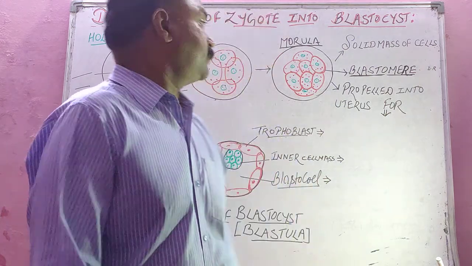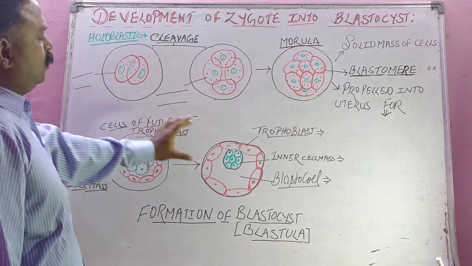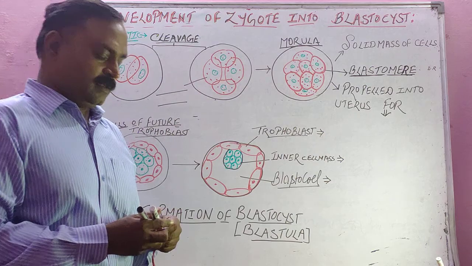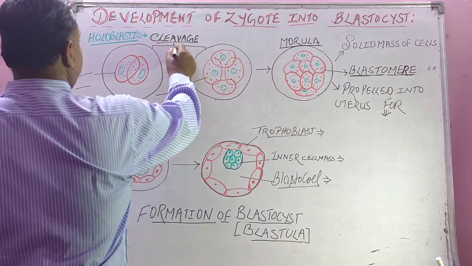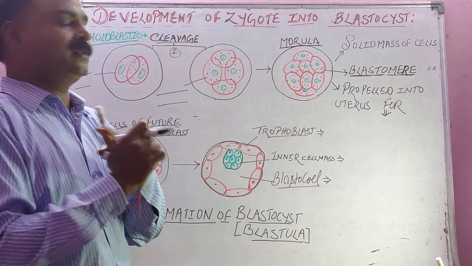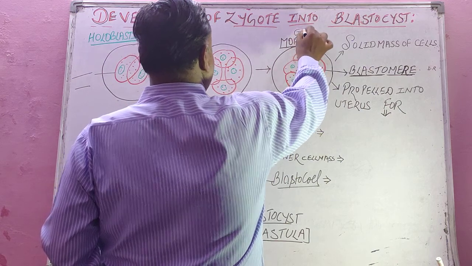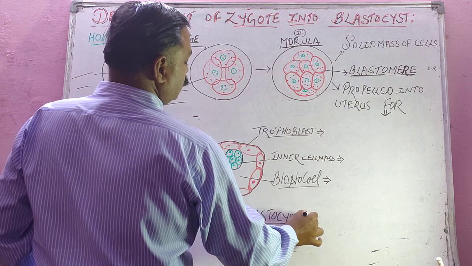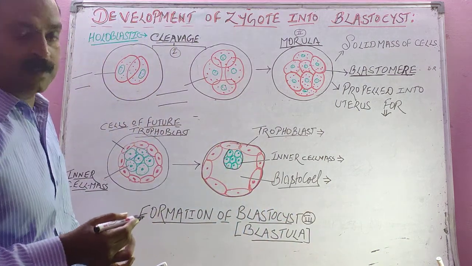So please pay attention. The question is development of zygote into blastocyst. These stages can be studied in 3 steps, student. First one is cleavage. Remember, first one is cleavage. Second is morula stage, and third one is blastula or blastocyst stage. So let us see one by one how it happens.